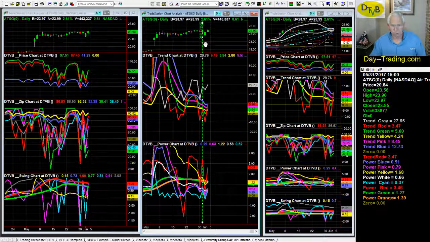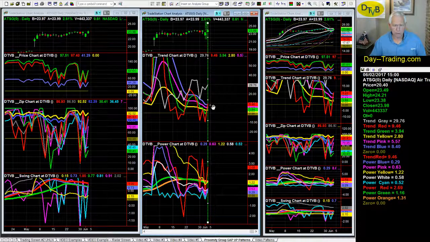It closed on the vertical line day. It closed at $23.85, and it opened at $22.60. So it gapped down a little over $1. Then it came back up, and right now on this vertical line day, we have a trend red BOC higher and a power red BOC lower. And this is an excellent divergent situation.